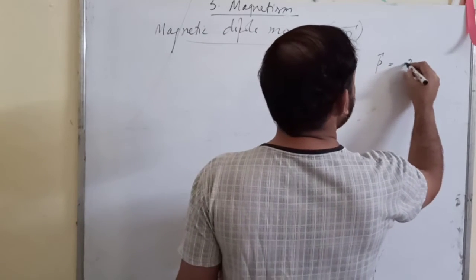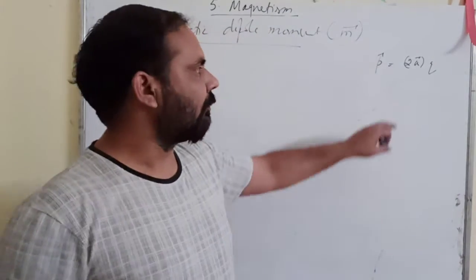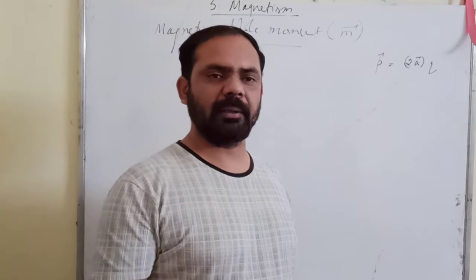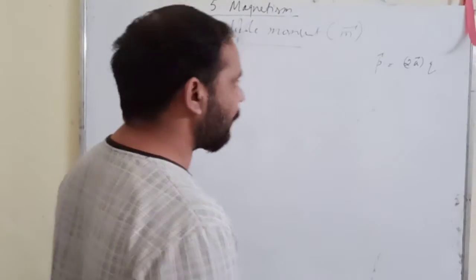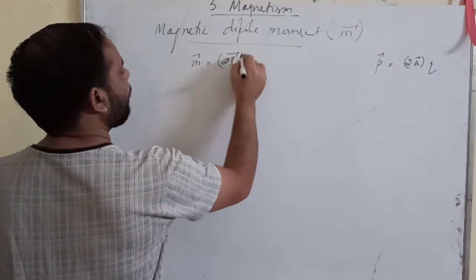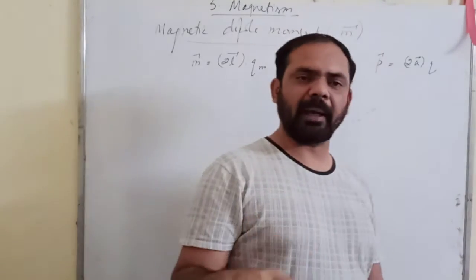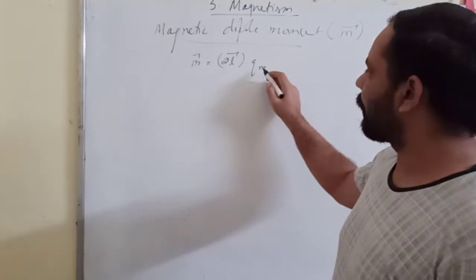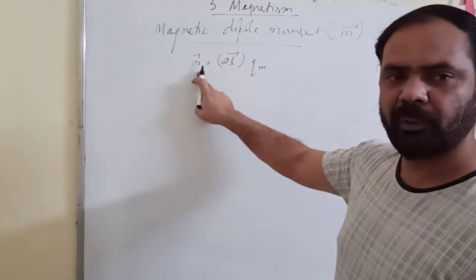What was that? 2aq. One of the equal charges multiplied with the dipole length, the electric dipole length. Similarly here, the magnetic dipole moment m vector is equal to 2l vector times qm. What is qm? Qm is the magnetic charge. It can be the north pole or the south pole. So qm into 2l vector is your magnetic dipole moment.